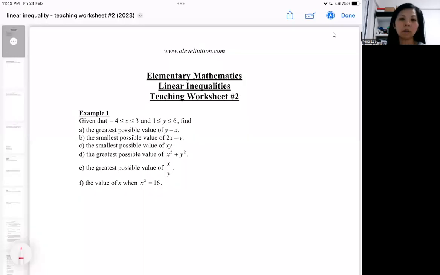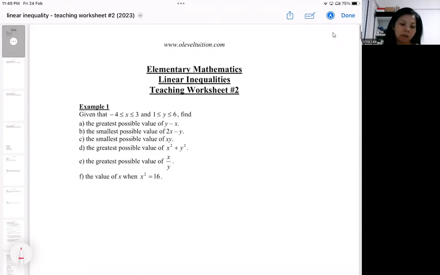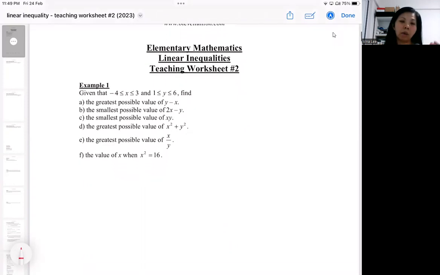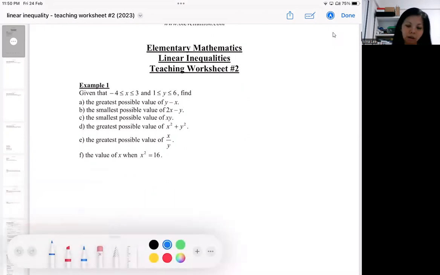Okay, so in this teaching worksheet, we are exploring two types of linear inequality question. The first type is like this kind, example 1, where you are given a range of x and y, and then you're supposed to find the greatest or the smallest possible combination. Okay, so the way to approach, there's a little bit of trial and error for this kind of question, but there's also a proper approach to it.